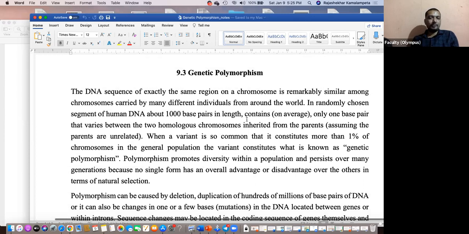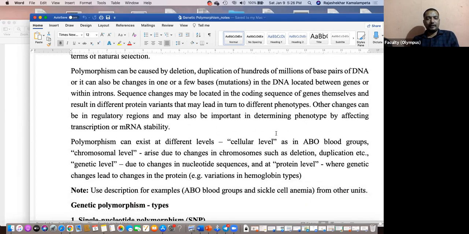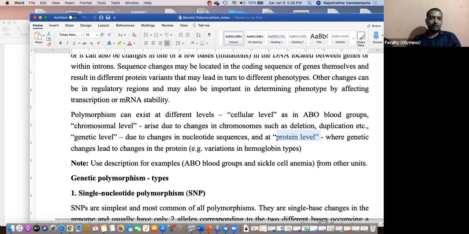At what level does polymorphism exist? Cellular level, like the case with ABO blood groups. Chromosomal level, like the case with duplicated or deleted chromosomes. Genetic level, as with the SNPs. Protein level, as with the hemoglobin variations. So it exists at different levels. Types of them we talked about.